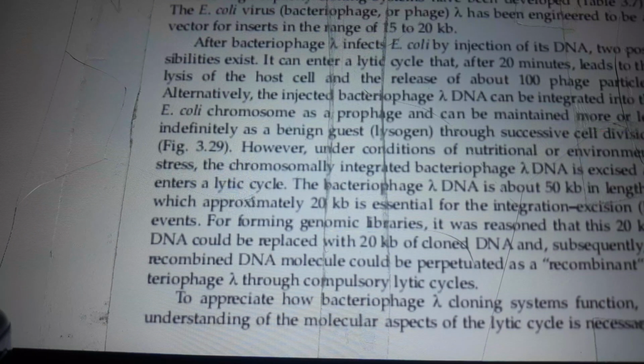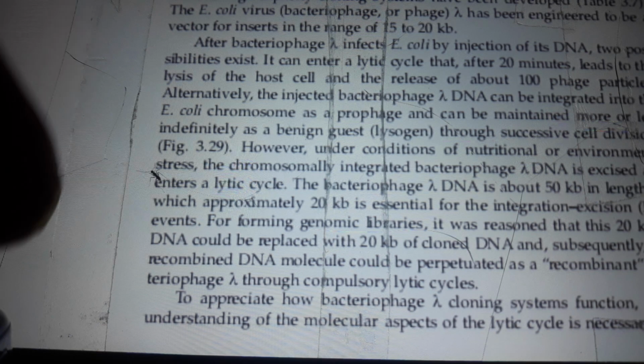After bacteriophage lambda infects E. coli by injection of its DNA, two possibilities exist. It can enter a lytic cycle that, after 20 minutes, leads to the lysis of the host cell and the release of about 100 phage particles. Alternatively, the injected bacteriophage lambda DNA can be integrated into the E. coli chromosome as a prophage and can be maintained more or less indefinitely as a benign guest, a lysogen, through successive cell divisions, figure 3.29.